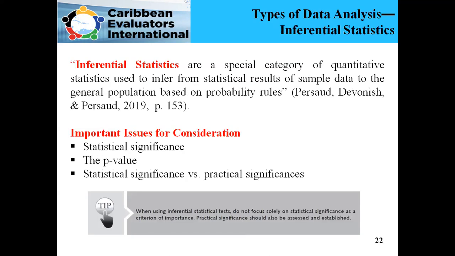In contrast, inferential statistics are a special category of quantitative statistics used to infer from statistical results of a sample data to the general population based on probability rules. It is important to understand different statistical tests so that you can choose the right statistical test. For questions related to causality or relationships, inferential statistics must be used.